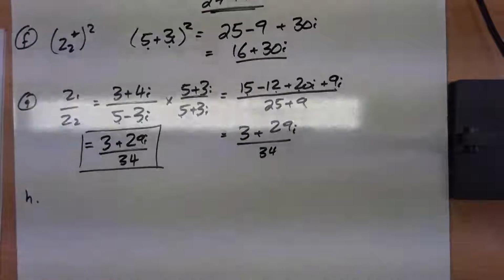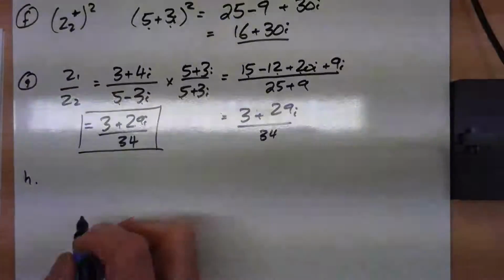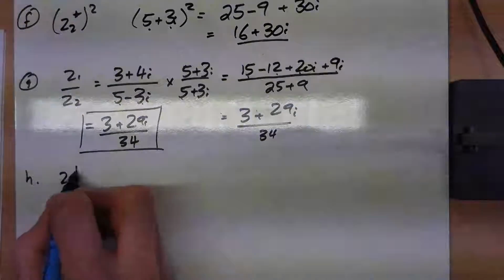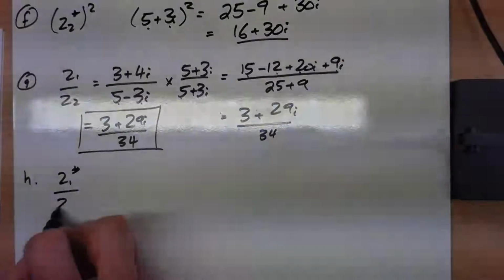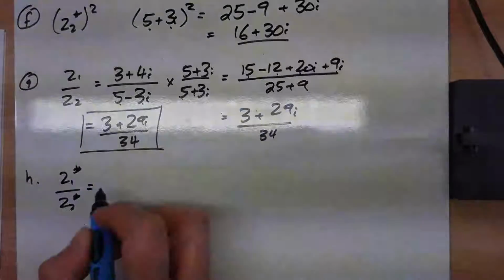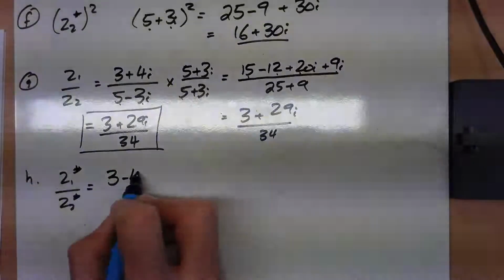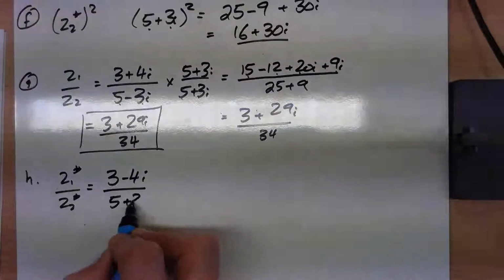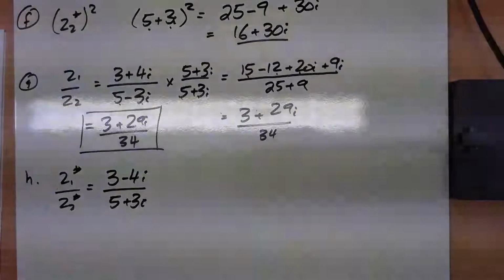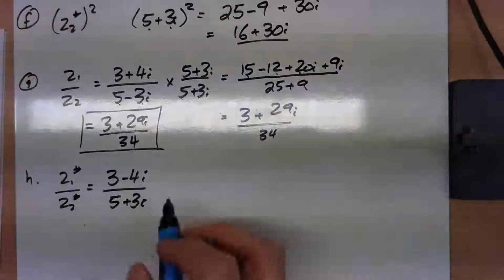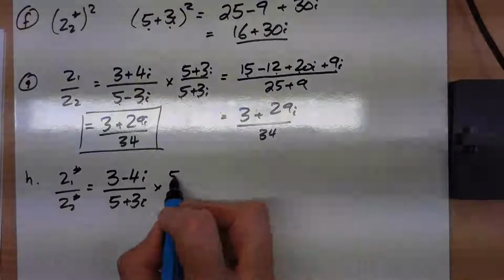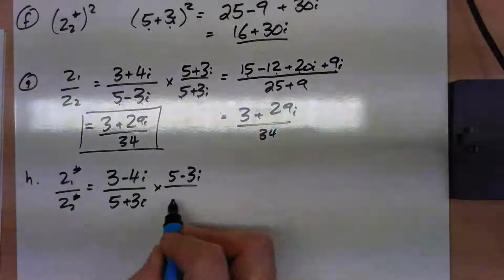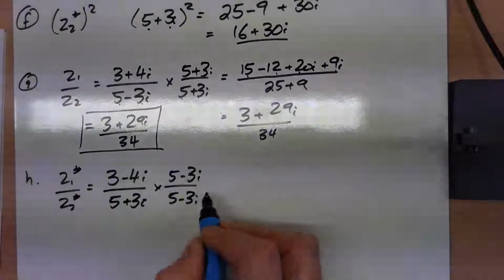So we're doing h, need a bit more room for h. What do we got there? We got z1 conjugate over z2 conjugate. So the z1 conjugate was that, divided by the z2 one. And we're just working through this in the same way as we did before. So we'll times by 5 minus 3i over 5 minus 3i.